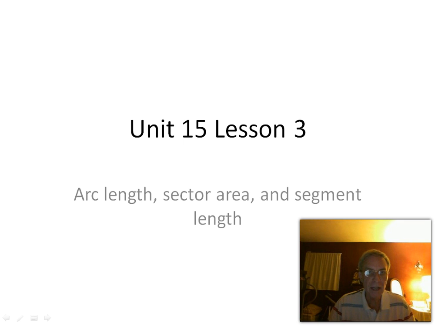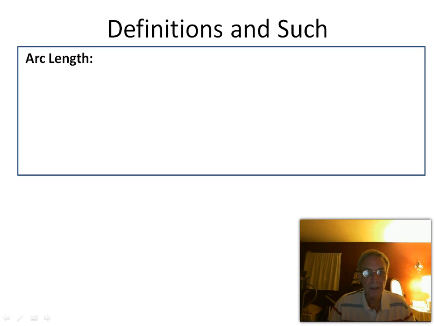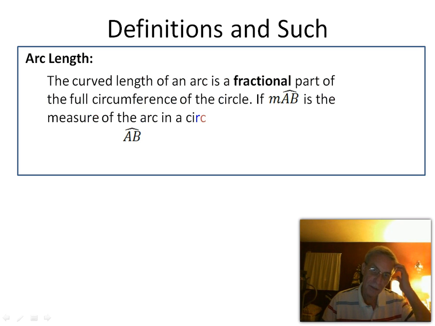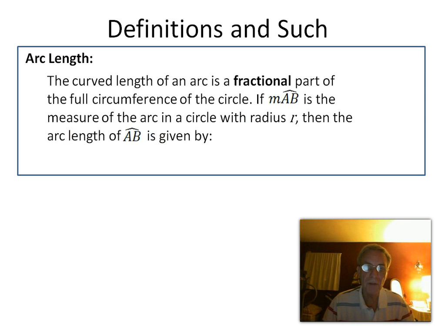Okay, so we start out with the usual thing with definitions and such. As we've already talked about some of these things, arc length is actually the length of the distance between the two bounding sides of a sector that is part of the circle. So it will always be proportional to the circumference of the circle, and if the measure of arc AB is the measure of the arc in a circle with radius r, then the arc length of arc AB is given by this formula right here.